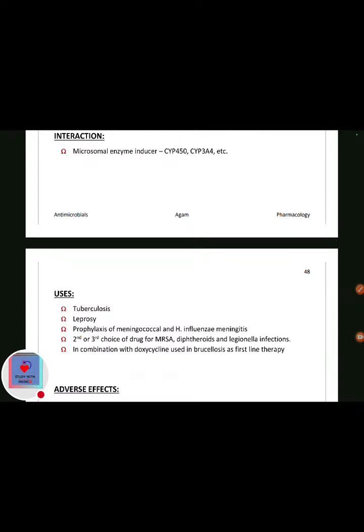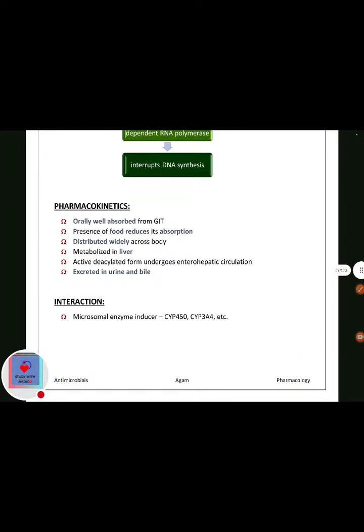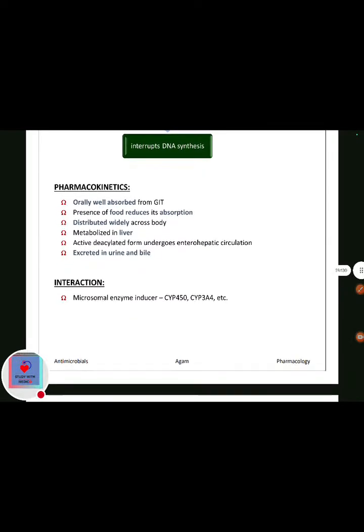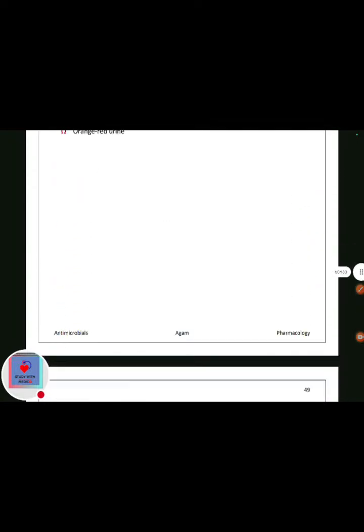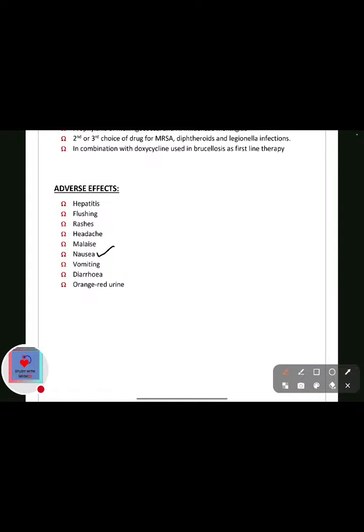Okay, talking about the adverse effects: orange-red colored urine, hepatitis, because it is metabolized in the liver, and the active deacylated form undergoes hepatic circulation. Also GI symptoms like nausea, vomiting, diarrhea, headache, malaise, rashes, flushing, hepatitis, and allergic symptoms. These are the adverse effects.